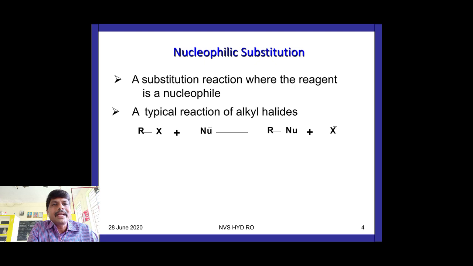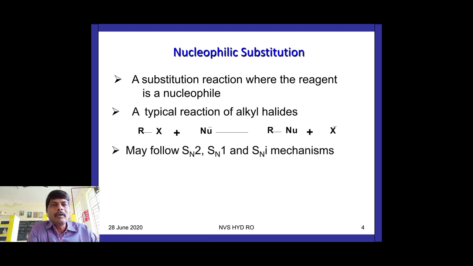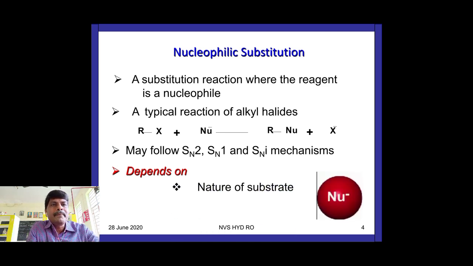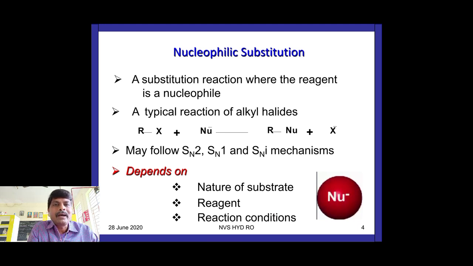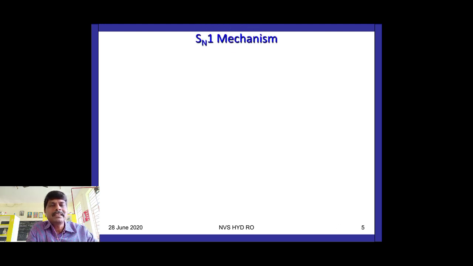For example, take RX, an alkyl halide, and Nu minus, a nucleophile. Then what is the product? RNu and X minus. It may follow either the SN2 or SN1 mechanism. It depends on the concentration, and on the type of the reactant, that means what type of alkyl halide you are taking, whether it is primary, secondary or tertiary. It also depends on the nature of the substrate, the reagent, what type of nucleophile you are using, and the reaction conditions, such as the type of solvent. So it depends on these types of factors.